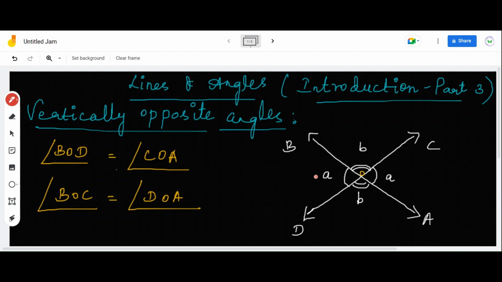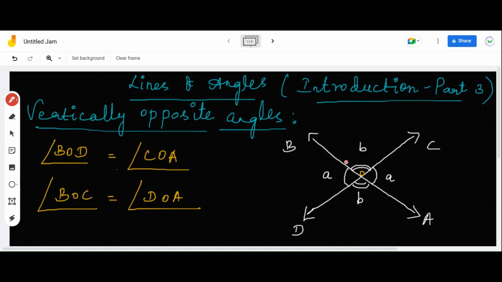When should it be formed? Observe this figure. AB is a straight line, right? This is one line, and CD is another straight line, both intersecting at a point O, right? And then in between two rays, the angle must be formed, as I said already in my part 1 video. Just go through it. So BOD I measured as small a, and COA is also measured as small a, both placed vertically opposite, right? So this is called vertically opposite angles.